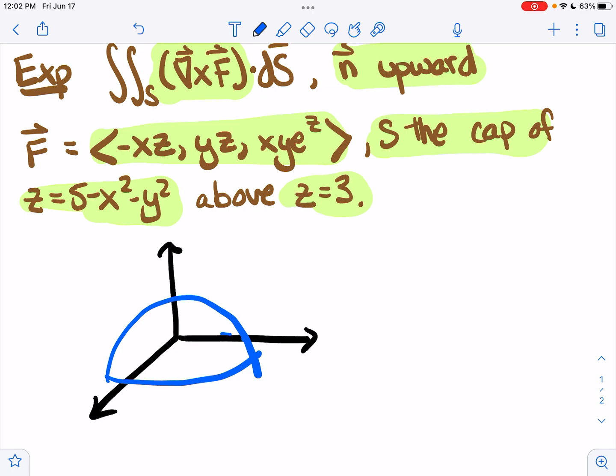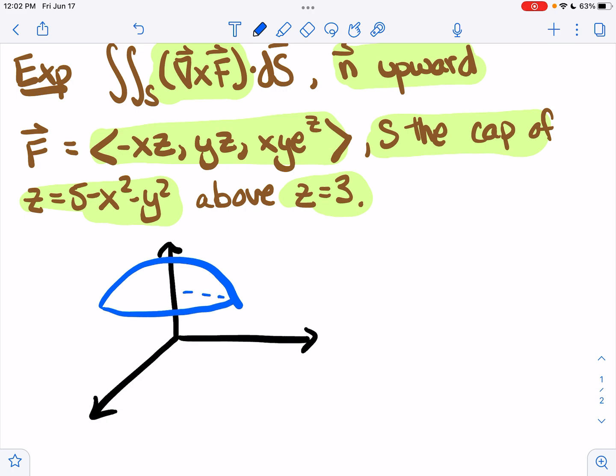But it's only the section of the paraboloid above z equals 3, the plane z equals 3. So we're only dealing with the cap. I think it says cap in the description. So we're dealing with the cap of a paraboloid above a certain part. So that's a surface. We have an upward normal vector. So that's going to give us our orientation. And we want to find this surface integral.